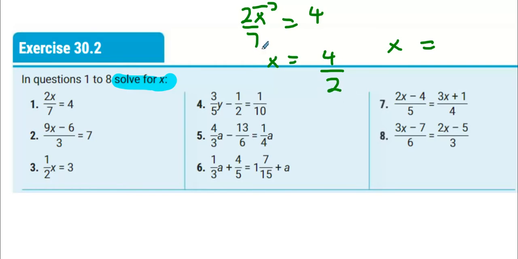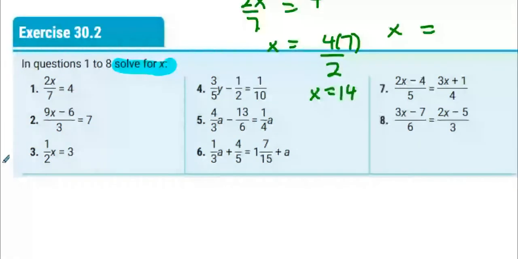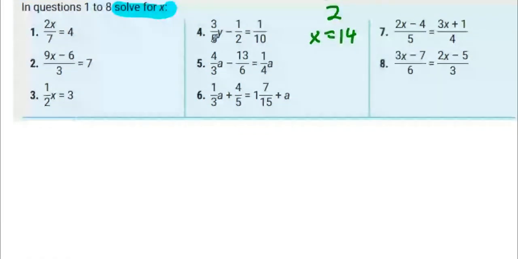Where does the 7 go? The 7 is division. And what happens to division? So 4 times 7? 28 divided by 2? 14. Some of you might not like that way of doing it. I have a second way of doing it. If you pay attention, that'll be very handy.